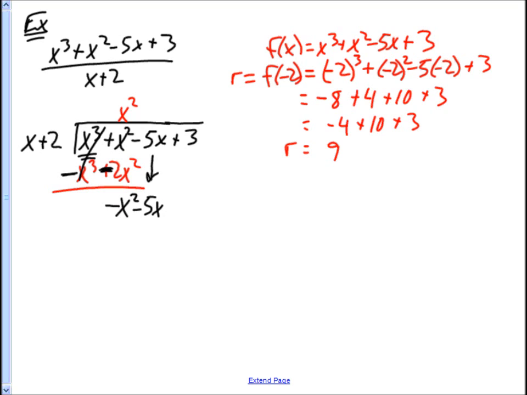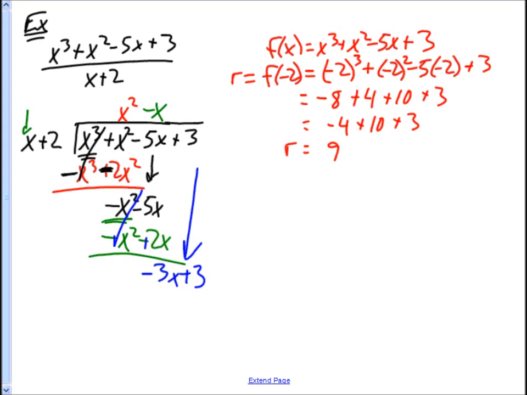Now I say what times x gives us negative x squared? Well, that would have to be negative x. Negative x, throw it in, negative x. Okay, negative x times x, negative x squared. Negative x times that 2, negative 2x. Don't forget, change, gone. Negative 5x plus 2x, negative 3x. Bring down that plus 3.